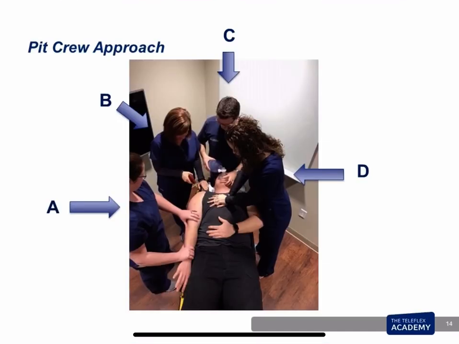A common argument I often hear from people who are using IO-access but who tend to use the tibia is that there's too much going on at the head of the bed. So there's a reluctance to go up there to place the IO. This photo is supposed to show this pit crew approach, which basically shows that there really doesn't need to be that much going on at the head of the bed.